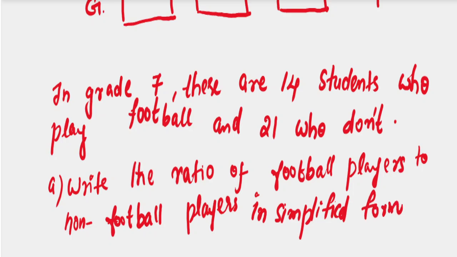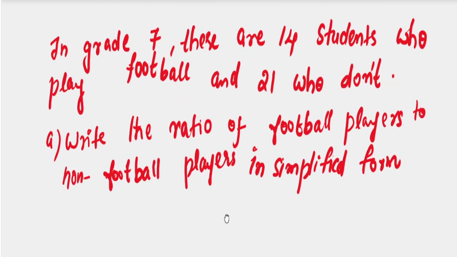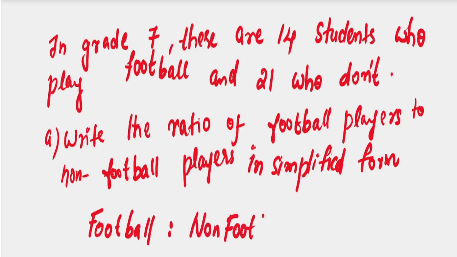Here in the question it is already given that there are 14 students who play football and 21 who don't play football. So football player is to non-football player is how much? That is 14 play football, therefore 14 is to 21, those who don't play football.